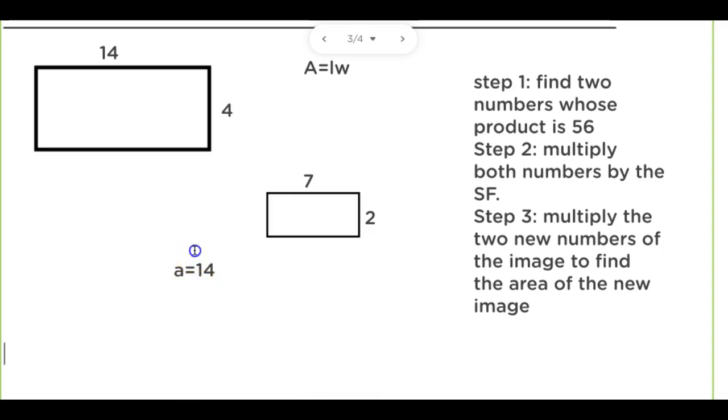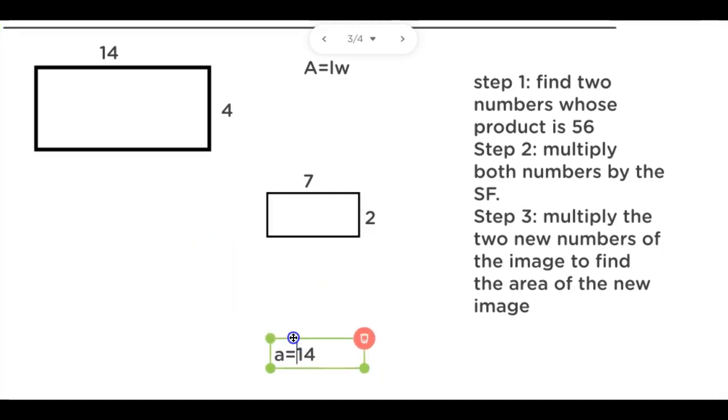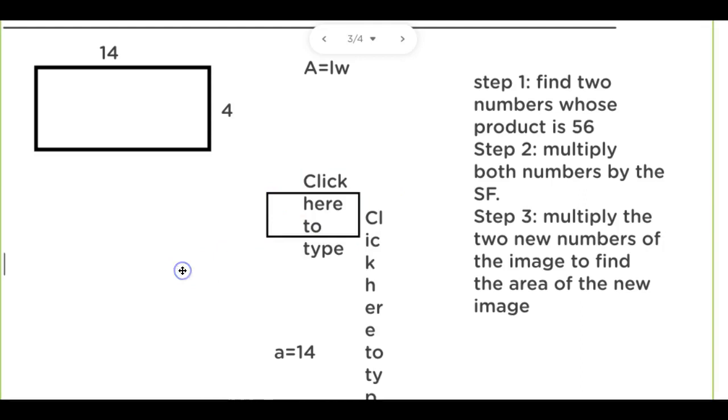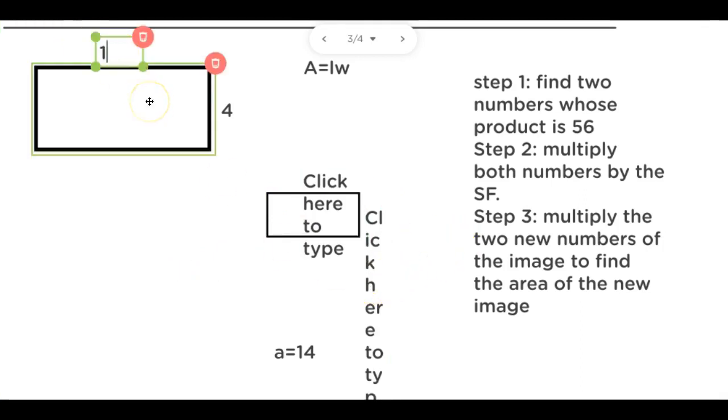So now, let's say that I used a different set of numbers. I'm going to delete that and delete this, and I'm going to leave those text boxes in place. But let's say that I chose 28 and 2.